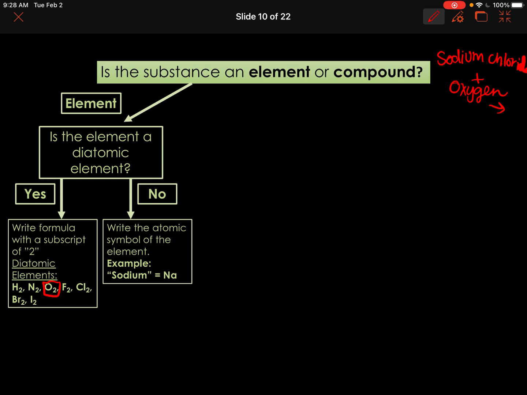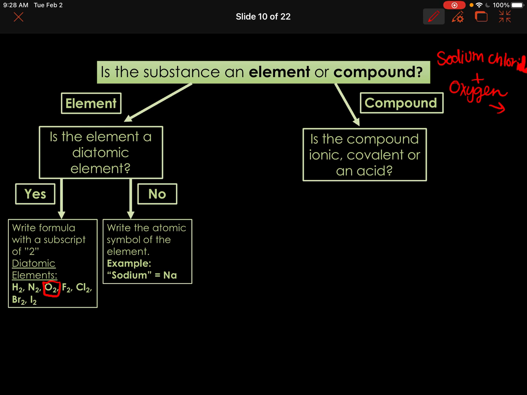Now, if the substance is a compound, okay, if it's more than 1 word, or a common compound like water, then you have to ask yourself, is the compound ionic, covalent, or an acid? So looking at sodium chloride, to determine if it's ionic, covalent, or an acid, if it's an acid, it ends in acid. It tells you. Ionic or covalent. Ionic, remember, is a metal and a nonmetal, whereas covalent is 2 nonmetals, right? Well, here, sodium is a metal, therefore it's an ionic compound. So if it starts with a metal, it's ionic. If it starts with a nonmetal, it's covalent.